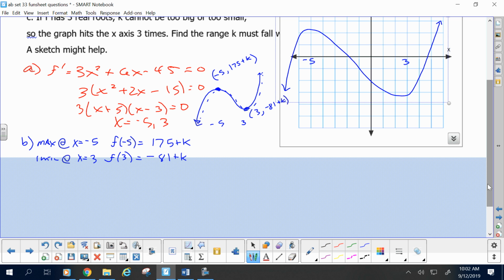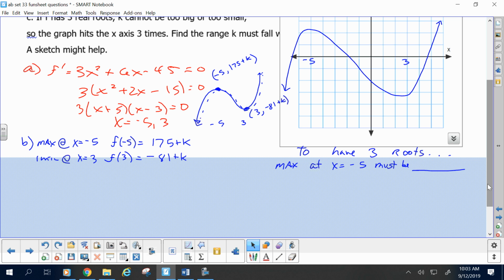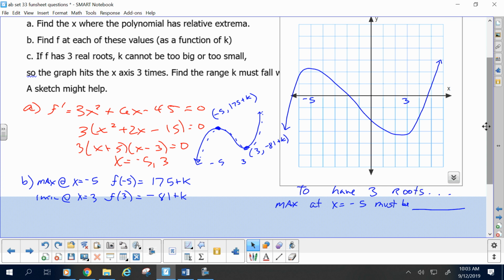All right, now here's where you have to think deeply, all right? In order for you to have 3 roots, the max at x equals negative 5 must be where in relation to the x-axis? It has to be above the x-axis. Do you agree? Above the x-axis.